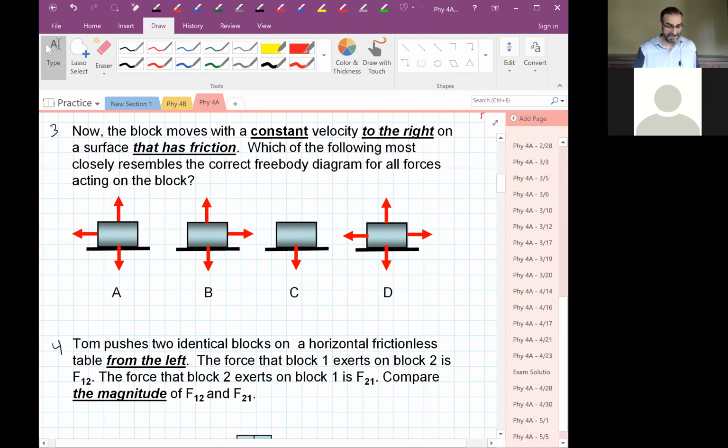Same blocks. Constant velocity to the right on a surface that has friction. So again, listen to what they're saying. The block is moving to the right. The surface has friction. Pick the free body diagram. What would the block be doing if it was sliding to the right and there was friction there?